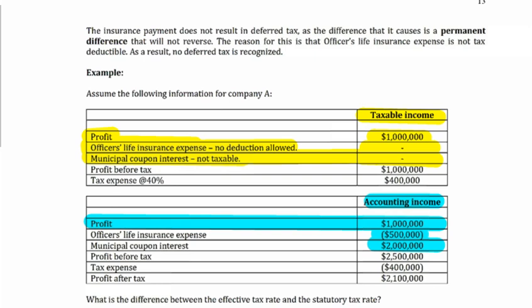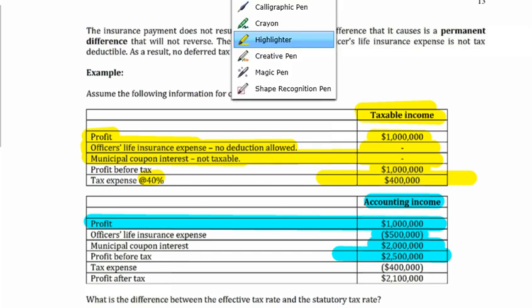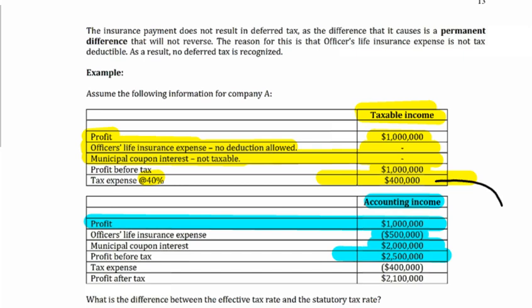As a result, my profit before tax, for tax, is $1 million at 40%. I physically write out a check to the receiver or to the IRS, whatever it happens to be, of $400,000. For accounting purpose, look at this massive difference. I say my profit before tax is $2.5 million. But we know what the tax is, don't we? The tax is $400,000. We've calculated that already there.